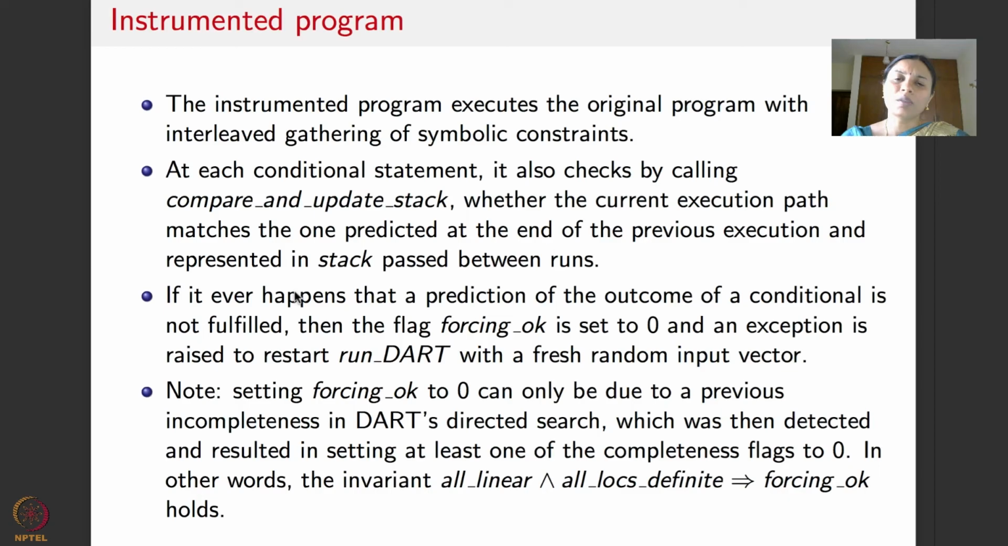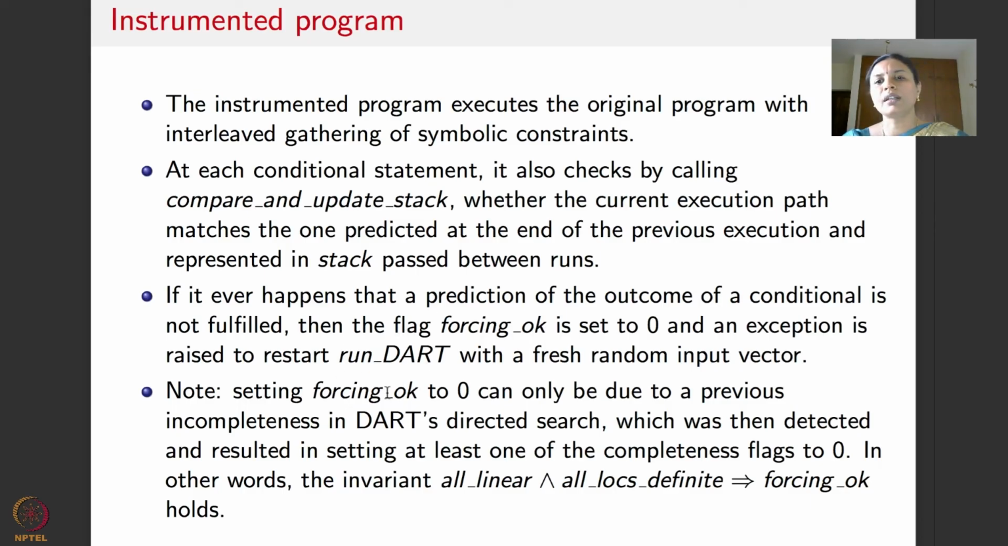Instrumented program, what does it do? It basically executes the original program interleaved with a gathering of symbolic constraints. At each conditional statement, it calls this compare and update stack routine. It checks whether the current execution path matches the one that it predicted at the end of the earlier execution. If it does, then it doesn't repeat. But if not, then it explores this new execution path. If some problem happens, then it sets the flag forcing OK to 0.